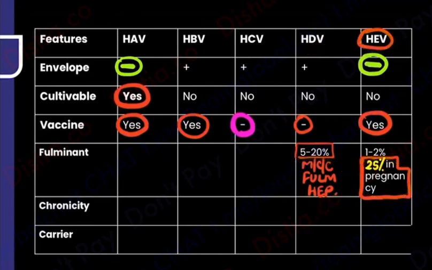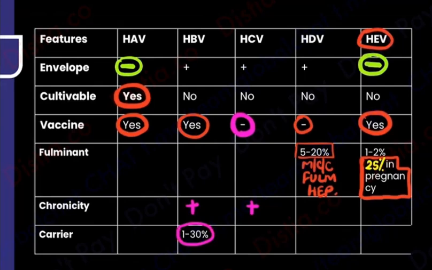Now talking about chronicity. Which are the ones which are going to go into chronicity? Hepatitis B and C are known to go into chronicity, which is common and potential. That I'll tell you in a while. Talking about carrier state, again, I think we all know that hepatitis B is the most common to go into carrier state, and the definition and all I'll tell you.